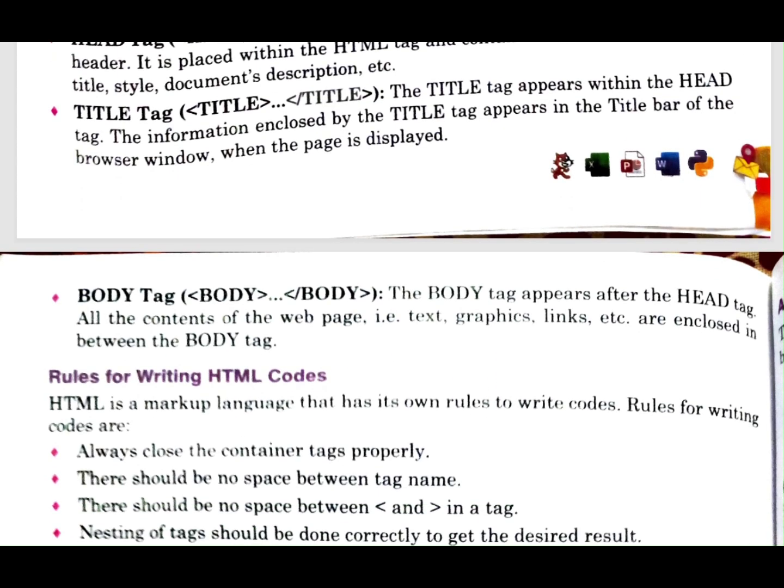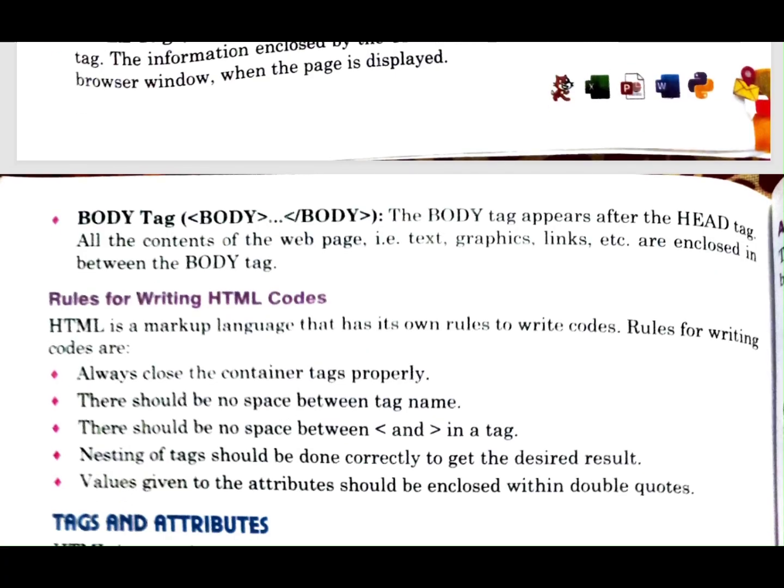Next one is rules for writing an HTML program. So what are the rules? HTML is a markup language that has its own rules to write codes. If you do not follow these rules properly, then you will come across different types of errors and you will not get the correct output.